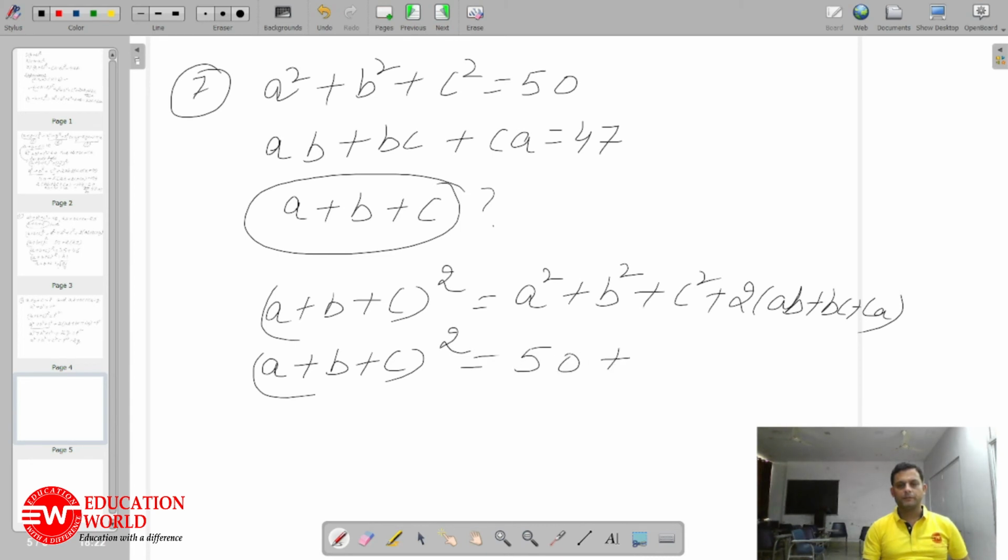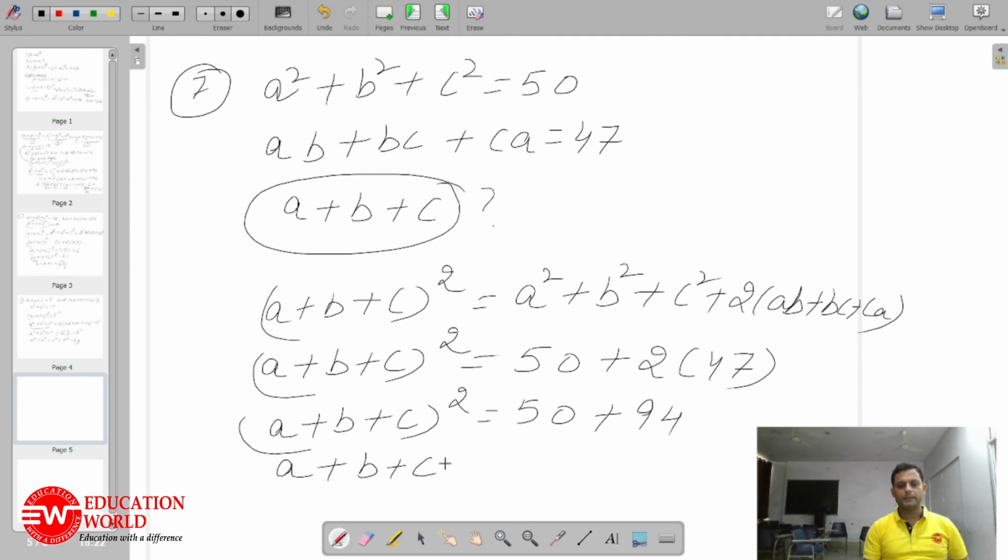50 plus 2 times 47. So (a + b + c) square is 50 plus 94. So (a + b + c) square will be 144. So a + b + c will be the square root of 144, which is 12.